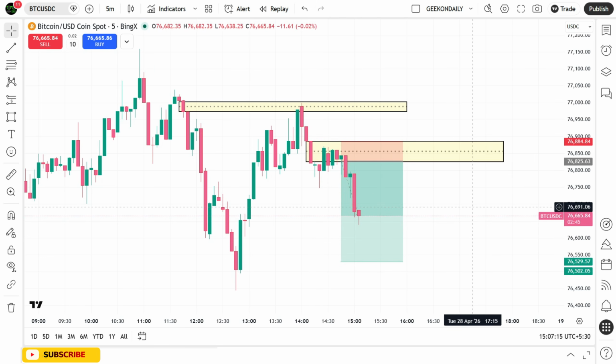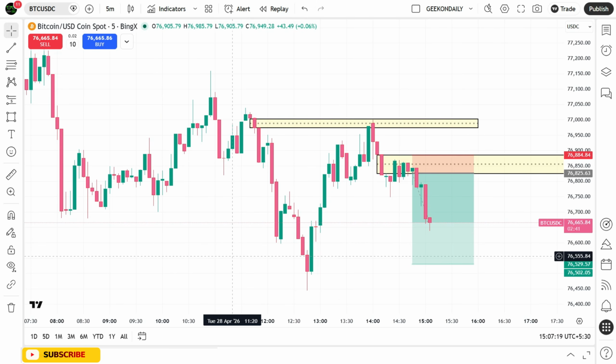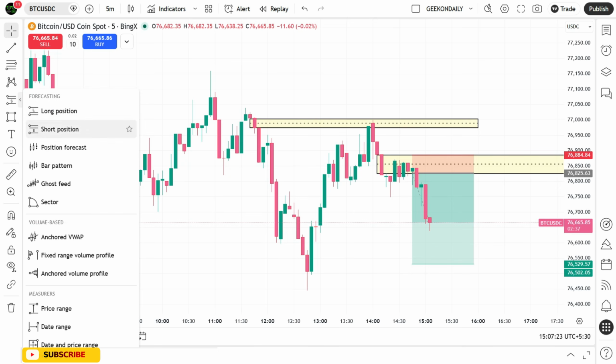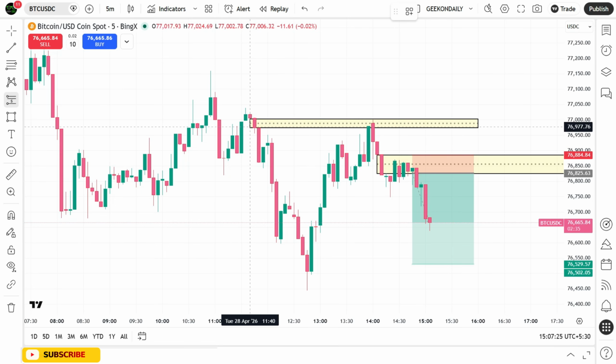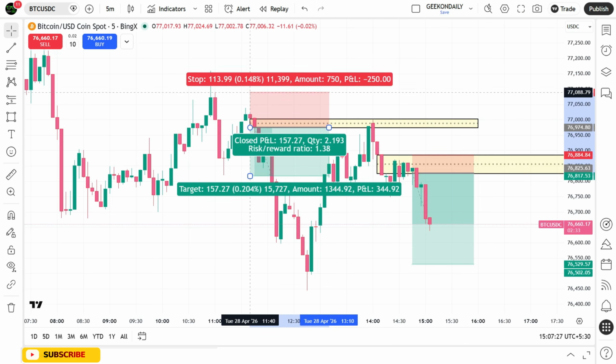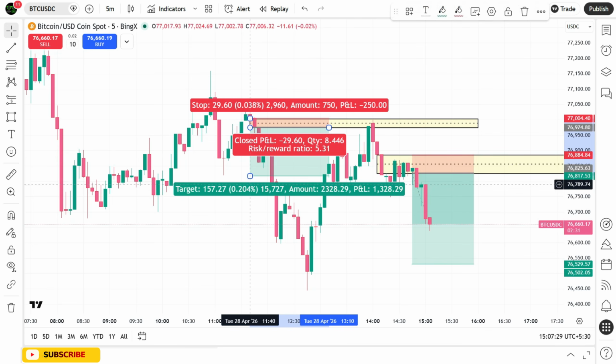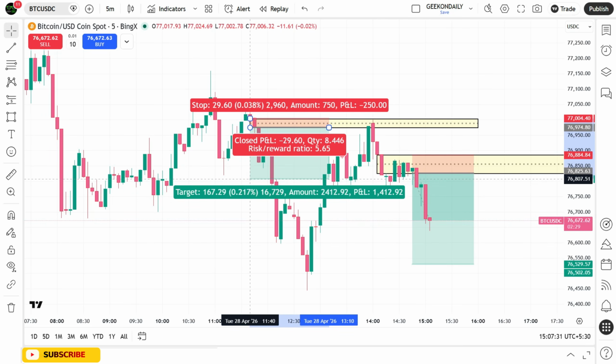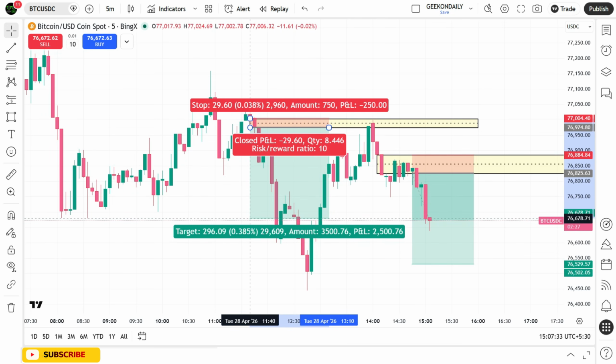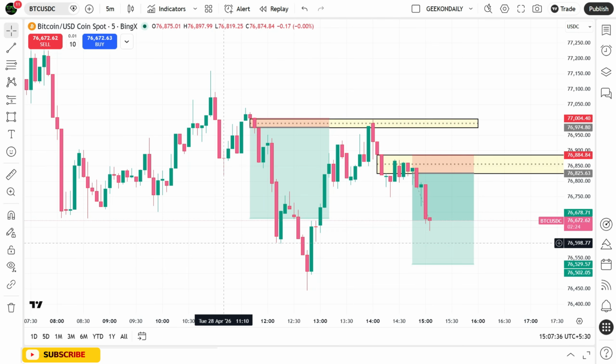The size of the imbalance can influence how you plan your trade. If you notice that the gap is very small, it often means price moved quickly and efficiently, which can sometimes lead to sharper reactions. In such cases, some traders look for extended targets, aiming for higher risk-to-reward opportunities like 1:8 or even 1:10, depending on how the market behaves.